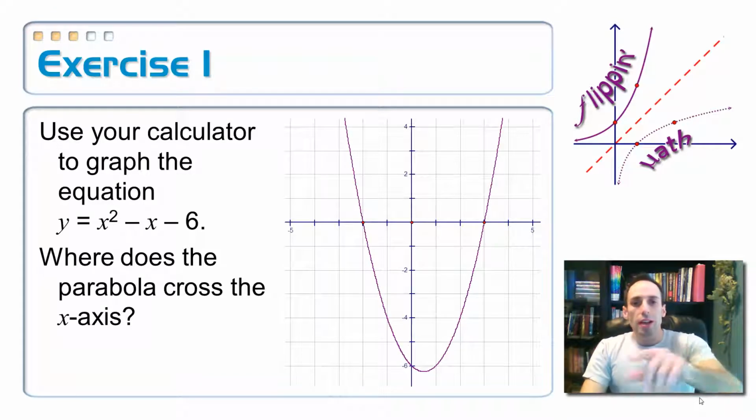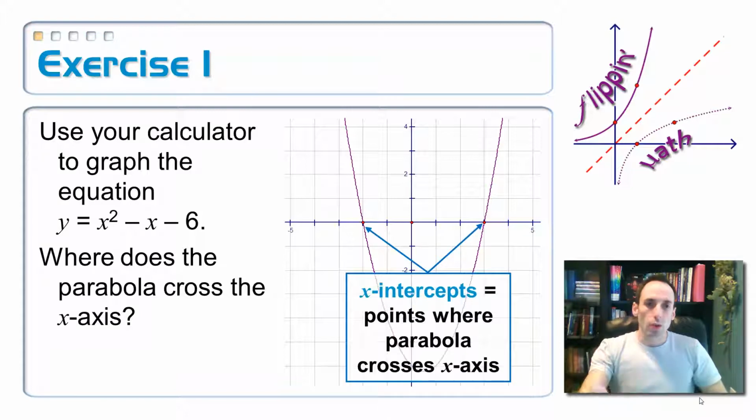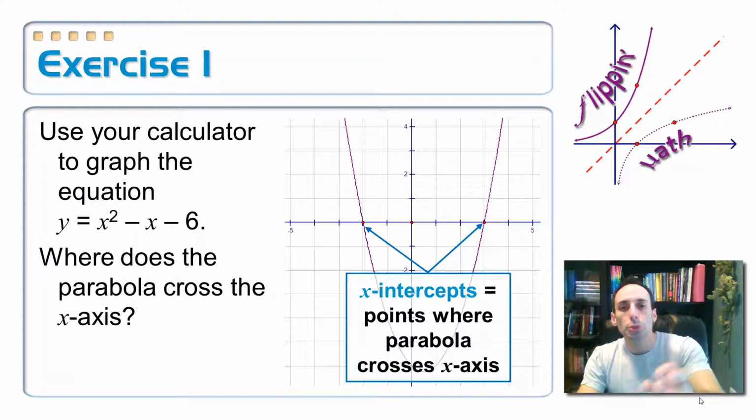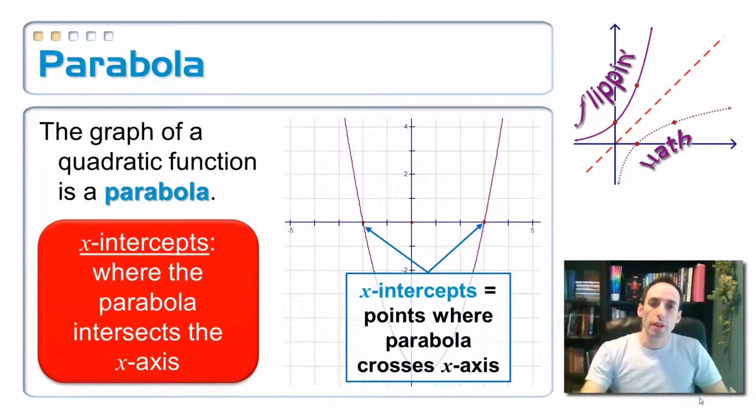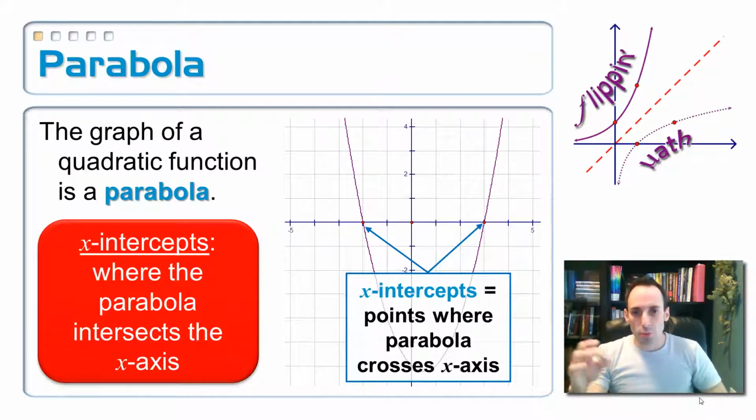There we go. It touches the x-axis at two places. One of them is at (3, 0), and the other one is at (-2, 0). Those, of course, are called the x-intercepts. Whenever we had a line, the most that we could ever have was one x-intercept. Here with a parabola, it's possible that we could have two x-intercepts, two places where the parabola crosses the x-axis. Again, the shape of the graph of a quadratic function is called a parabola, and the x-intercepts are where the parabola intersects the x-axis.